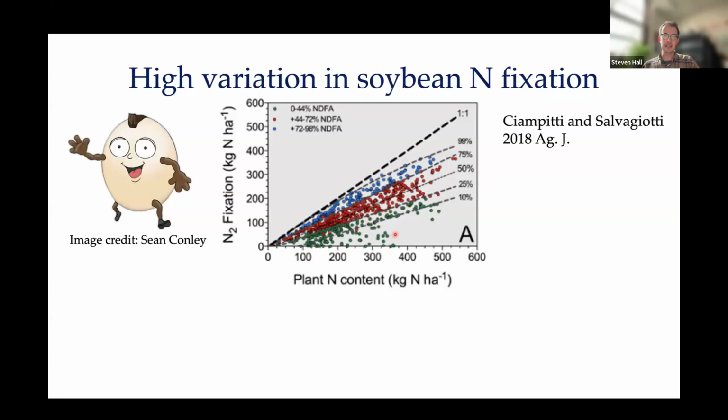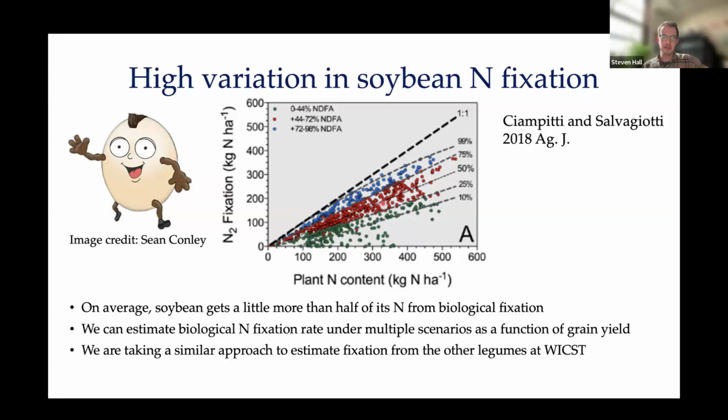This is a synthesis of global data on nitrogen fixation by soybean for all the studies that these authors could find. And what you have on this x-axis is the nitrogen content of the soybean plant. The y-axis is the nitrogen fixation in that soybean plant. So ideally, if soybeans were really super plants, we'd be on this one-to-one line pretty consistently. Unfortunately, beans are cool, but maybe not that cool, right? It turns out, on average, that they supply a little more than 50% of their nitrogen through fixation.